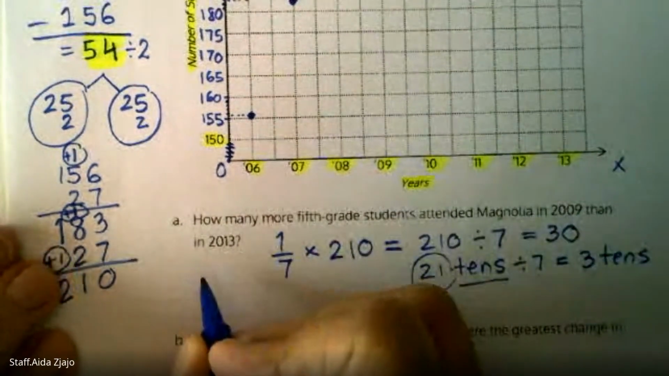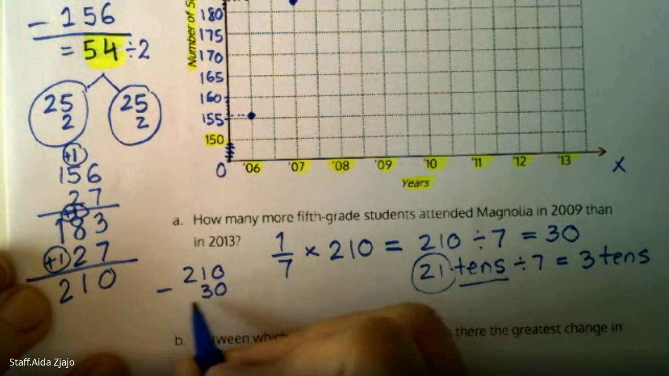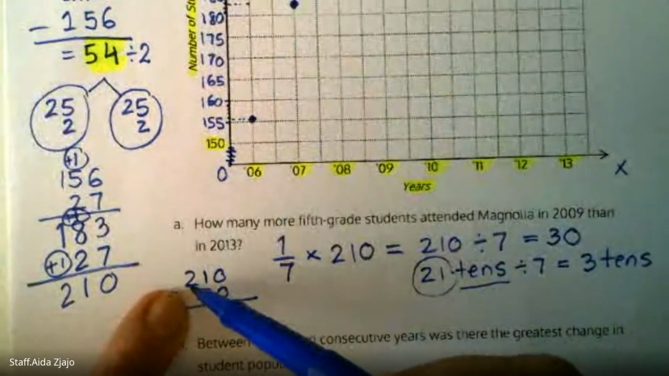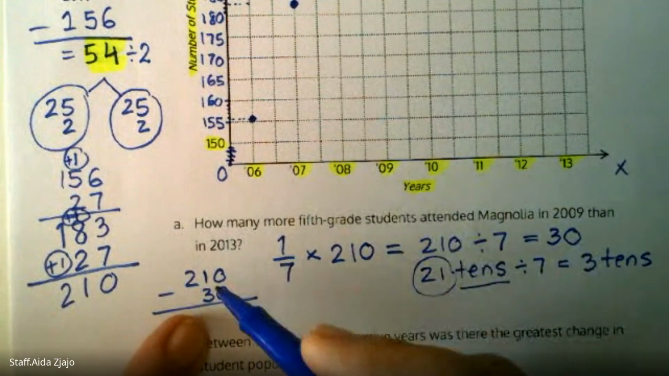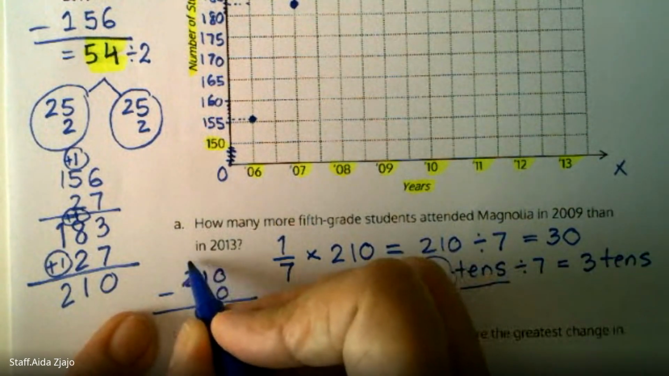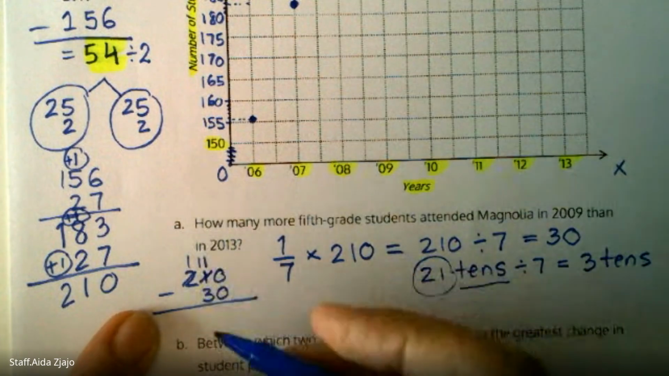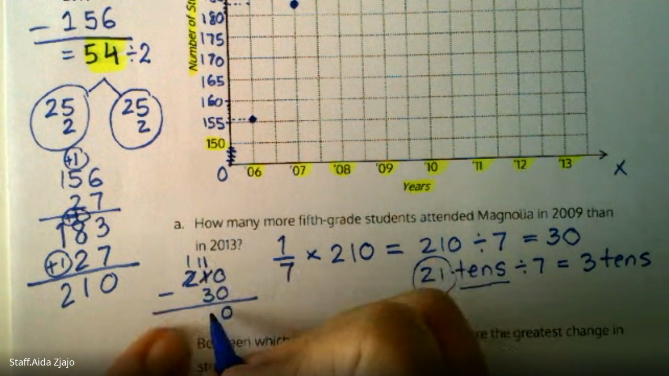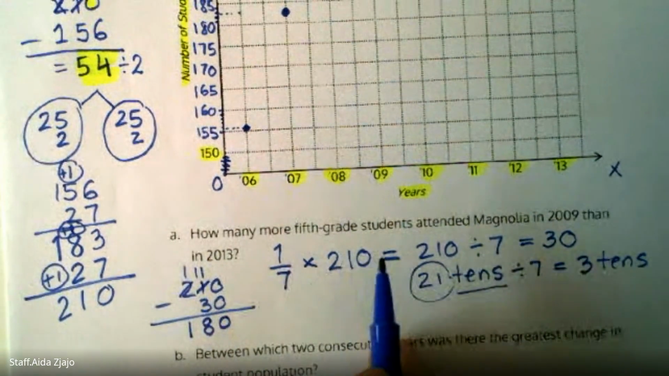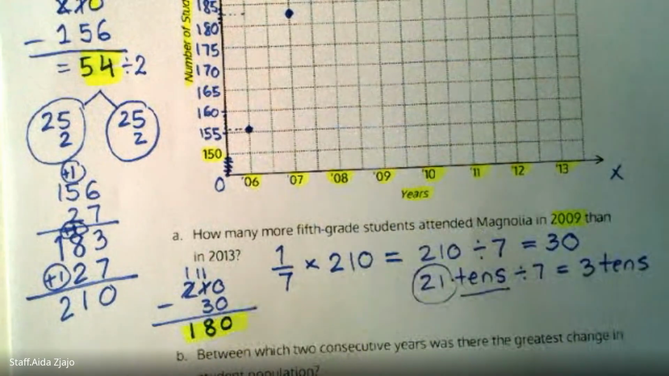So right now we need to subtract 210 minus 30. If you think about this, you can think about 200 minus 30, that's 170, plus 10 is 180. But if you do the standard algorithm, this would be 11. So 11 minus 3 is 8, and 180 students. So we know that in 2009, they had 180 students.